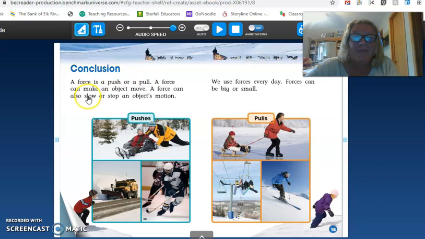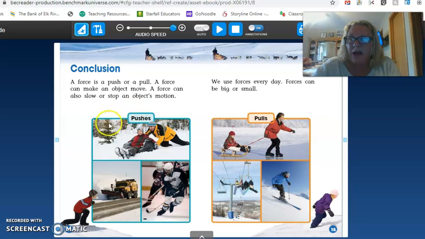Conclusion. A force is a push or a pull. A force can make an object move. A force can also slow or stop an object's motion. We use forces every day. Forces can be big or small.